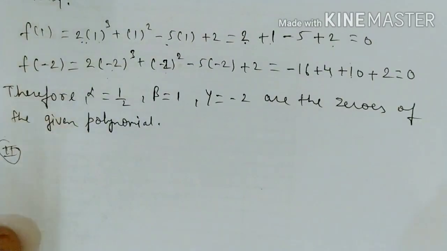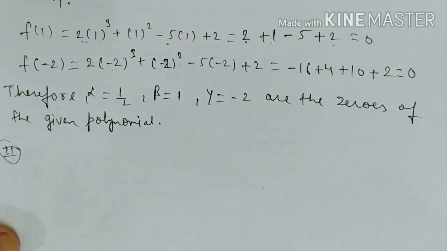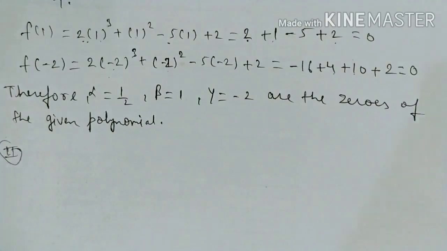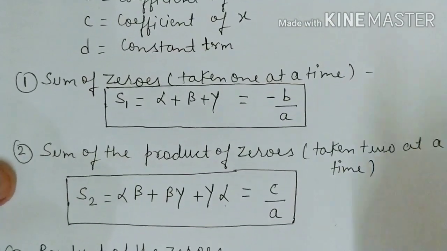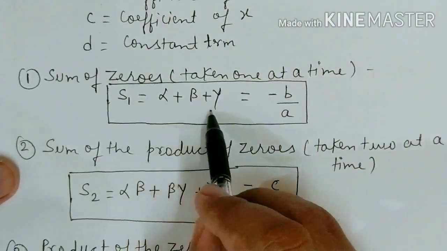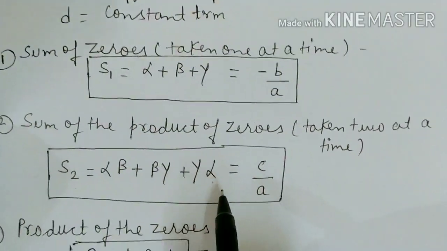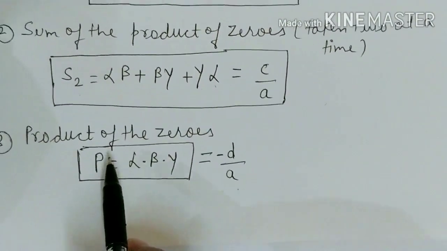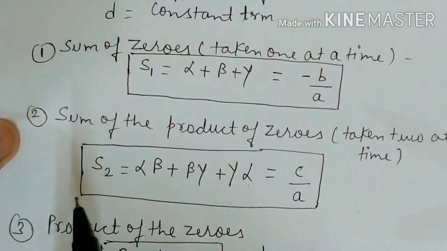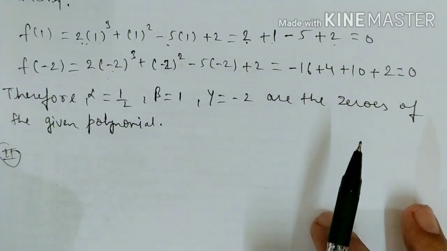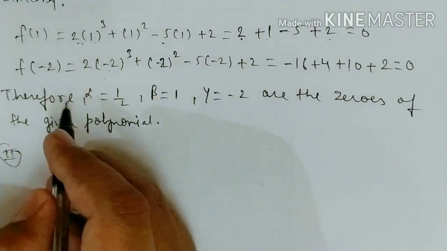Clear? S1, S2 and P, as it is given. See the formula here. This 3 formula I will be using. S1, alpha plus beta plus gamma equal to minus B by A. S2 equal to alpha beta plus beta gamma plus gamma alpha equal to C by A, and this one the product. This 3 relation you have to verify. Yes? So in the short form we will be doing it.